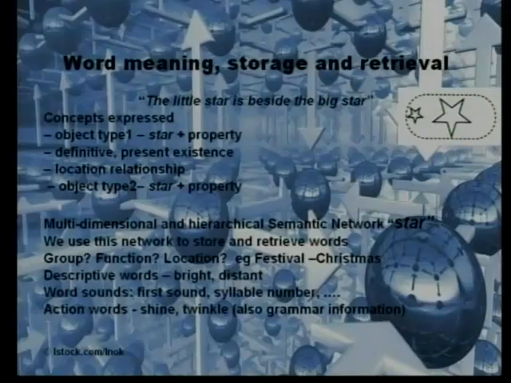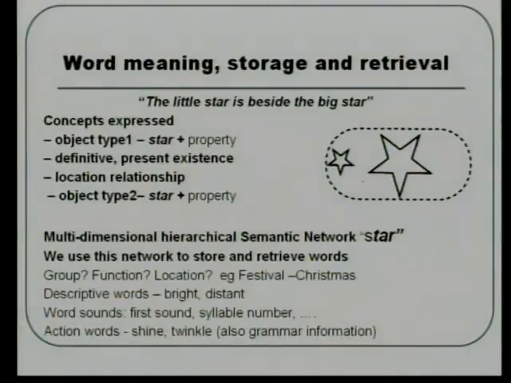Now, this is an attempt to show the type of network that there is conceptually in our brains to retrieve words. Okay, that's just the same. I'll just leave that up a moment because the last slide was perhaps a bit difficult to read with the background. Let's go back to that sentence again. The little star is beside the big star. What concepts have we got to retrieve to say that sentence? We've got to retrieve star. We've got to retrieve the property, big or small.